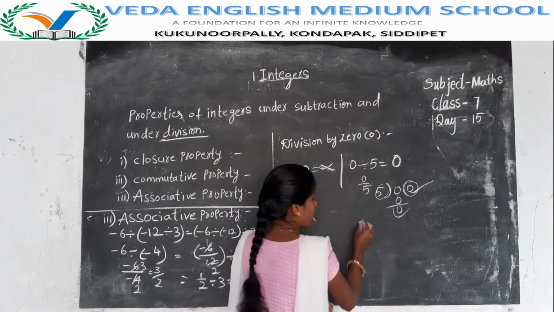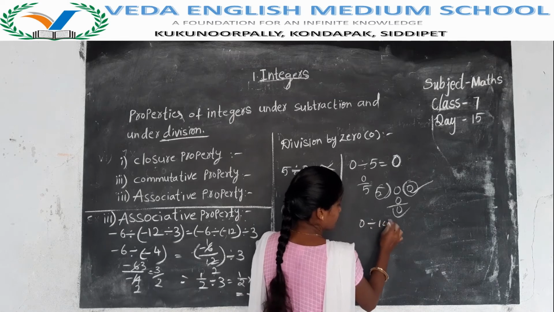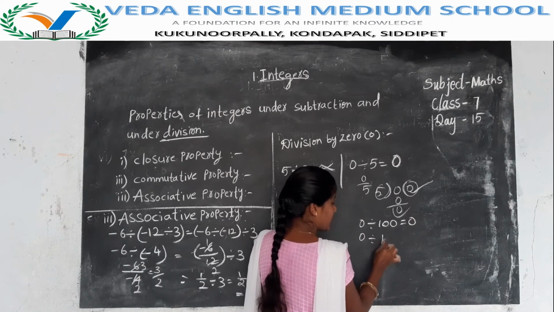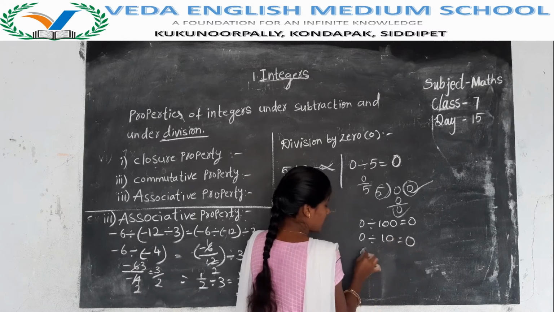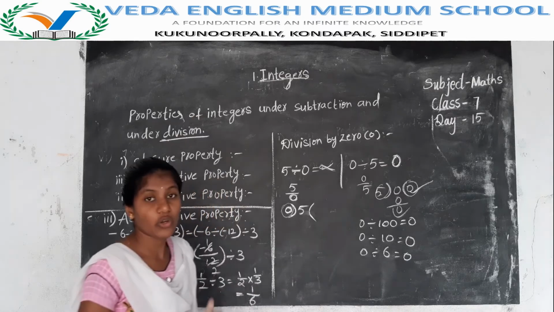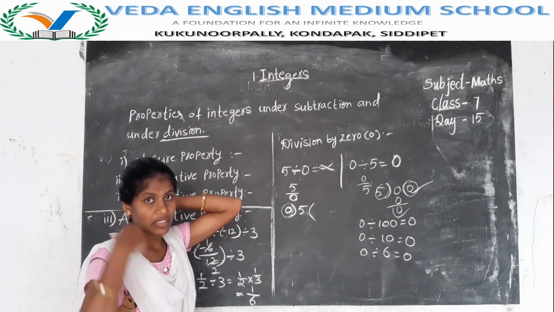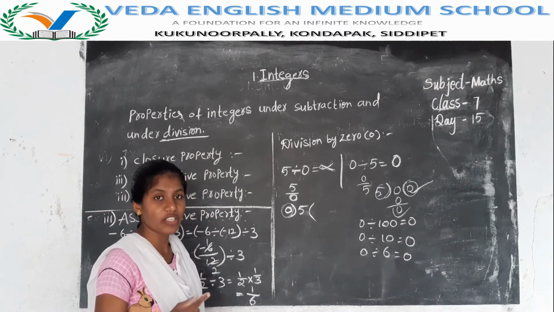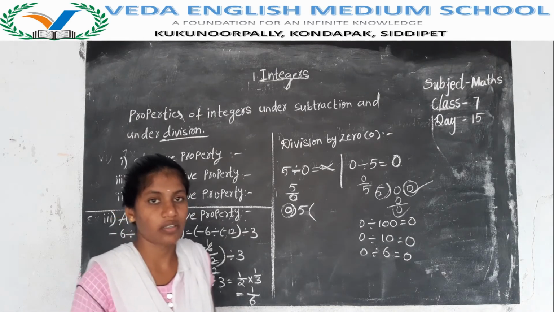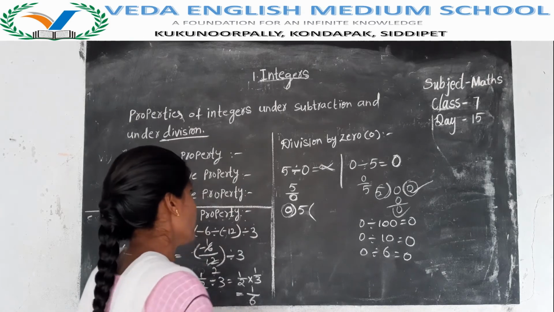Then 0 divided by 100 is also 0. 0 divided by 10 is 0. 0 divided by 60 is also 0. But any number divided by 0 is not defined. Any number with 0 we cannot define, but 0 with any number is possible. Then that is division with 0.